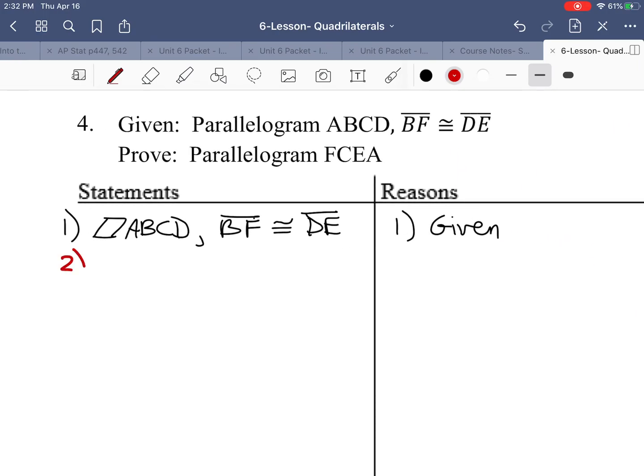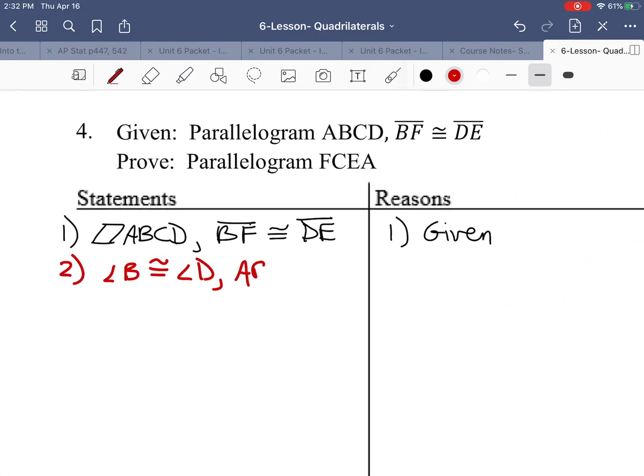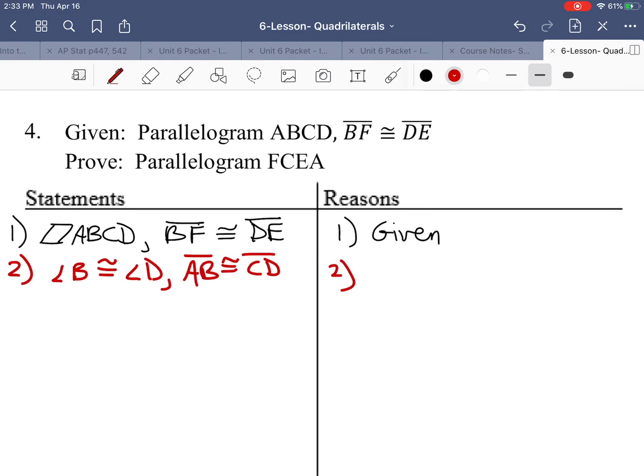So I know angle B and angle D are going to be the same. And AB and CD are going to be the same. All right, I kind of pretend like it's laziness, but in my mind, I think of it as cleverness. Combining them into one step. In a parallelogram, opposite sides and angles are congruent.